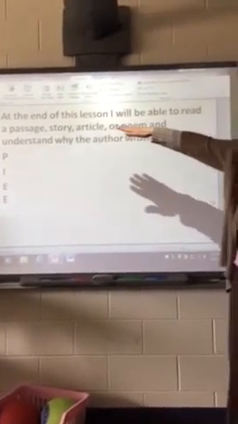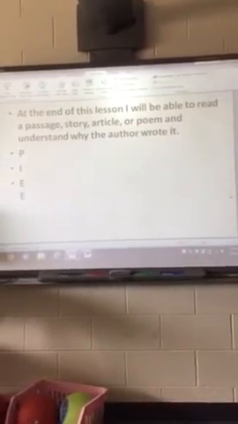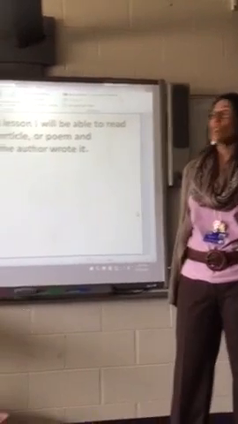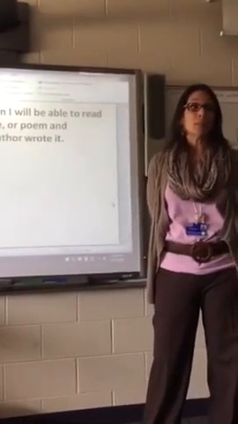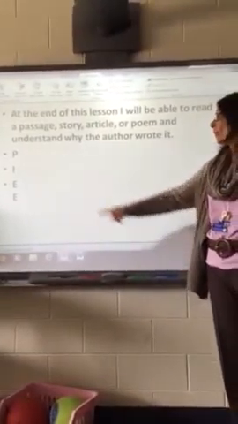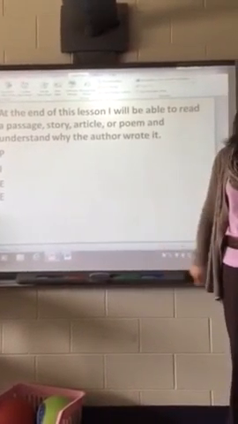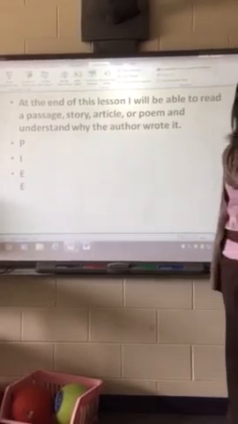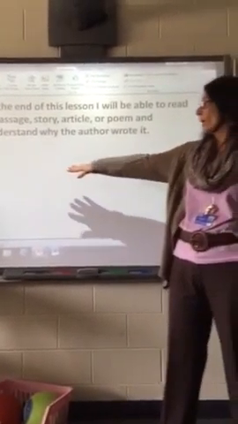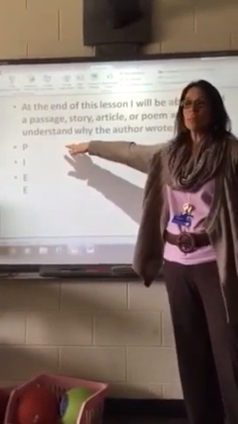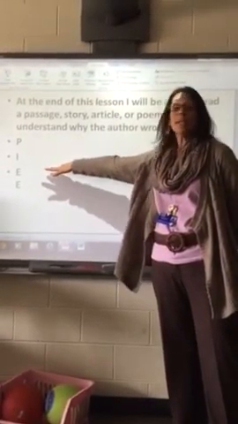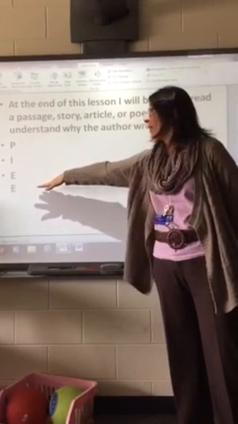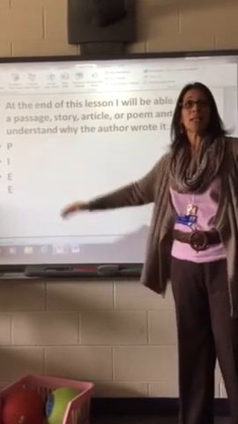At the end of this lesson, you will be able to read a passage, story, article, or poem and understand why the author wrote it. To help us with this, we're going to remember pi, actually pi square. Do y'all remember acrostic poems? We're going to kind of make one. The P is persuade, the I is to inform, one E is to entertain, and the other E is to explain. Let's find out what each of those means.